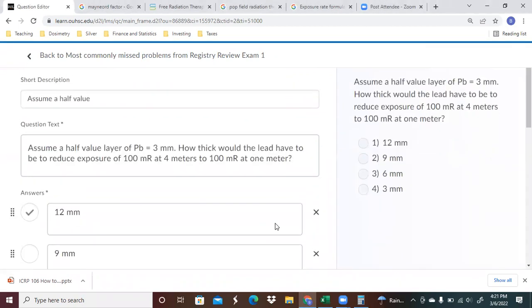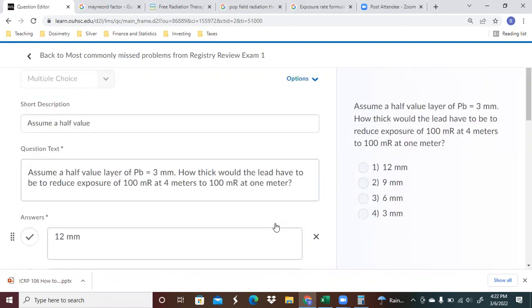Okay, this one's going to be tricky. So we're going to assume a half value layer of lead is equal to 3 millimeters. How thick would the lead have to be to reduce an exposure of 100 milliroentgens at 4 meters to 100 milliroentgens at 1 meter? So what we need to do here is figure out exactly how to calibrate this particular measurement to see what dose is being delivered at 1 meter, and then how that compares with what we want to see.